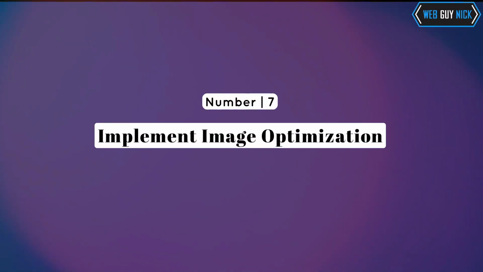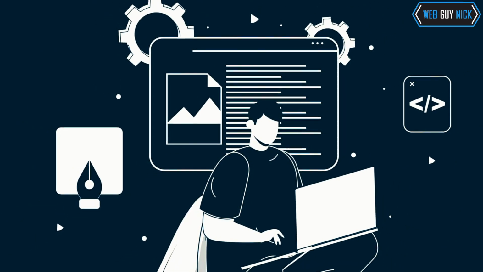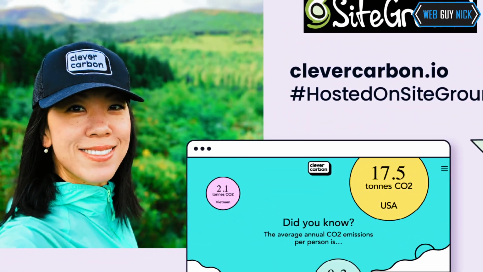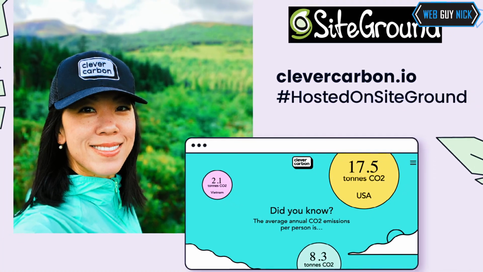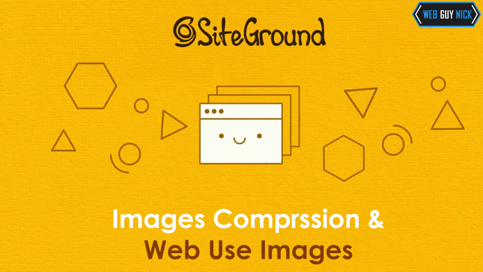Number 7. Implement image optimization. Images can significantly affect your website's loading speed. The SiteGround Optimizer plugin offers image optimization capabilities, allowing you to compress and resize images without sacrificing quality. By optimizing images, you can reduce their file size and improve load times.